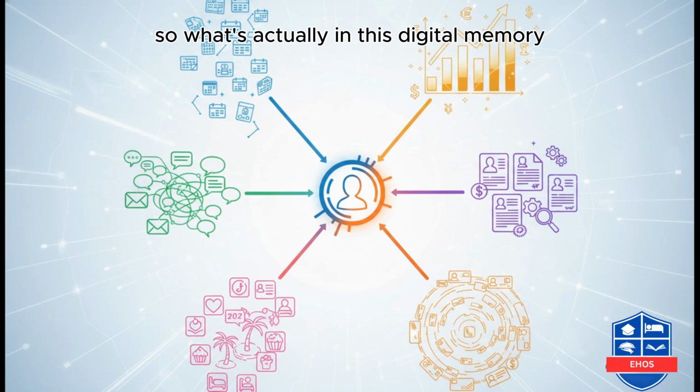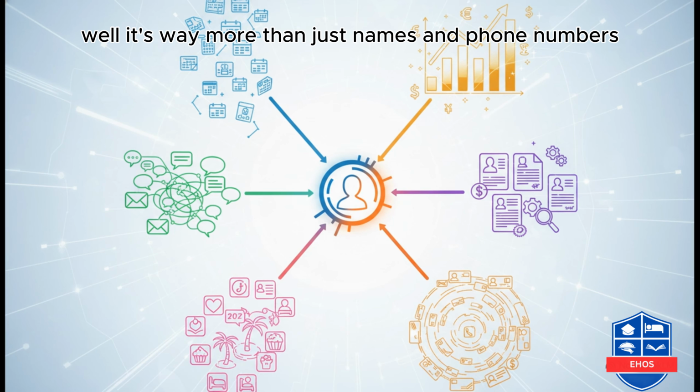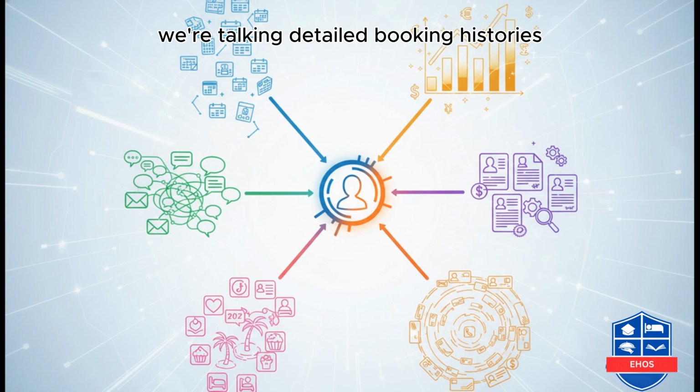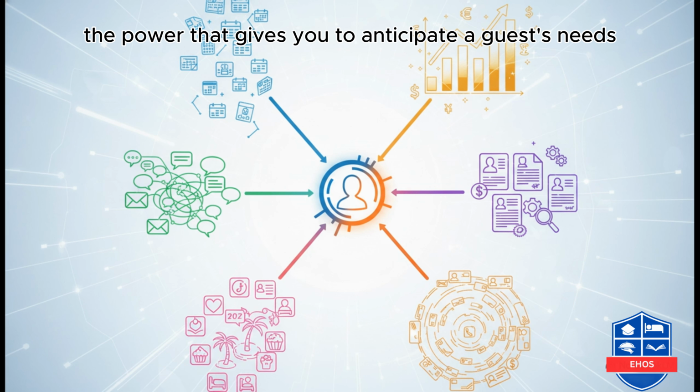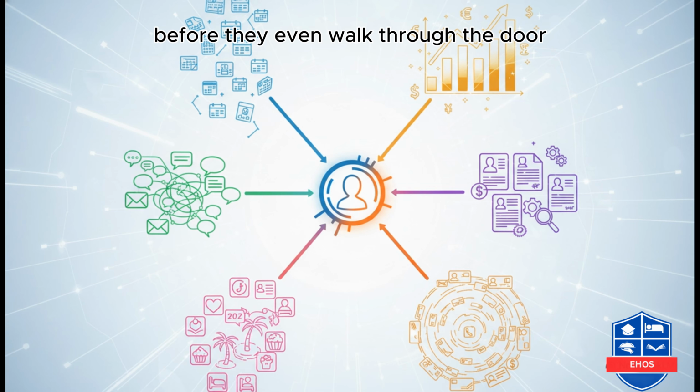It's kind of like the digital memory of your entire commercial operation. So, what's actually in this digital memory? Well, it's way more than just names and phone numbers. We're talking detailed booking histories, how much revenue each client brings in, logs of every single communication, proposal details, and maybe most importantly, their specific preferences. Just imagine the power that gives you to anticipate a guest's needs before they even walk through the door.